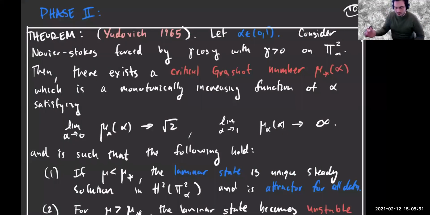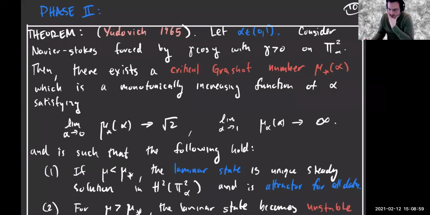Okay, so then phase 2, which is this first bifurcation, was proved really by Yudovich in 1965. The statement is this: let's take a torus which is slightly wider, wider in x than it is in y. So it's a rectangular torus like that. That's this parameter alpha. Now consider Navier-Stokes forced with this eigenfunction. Then there exists a critical Grashof number, which is a function of this alpha, and it's monotonically increasing with alpha.